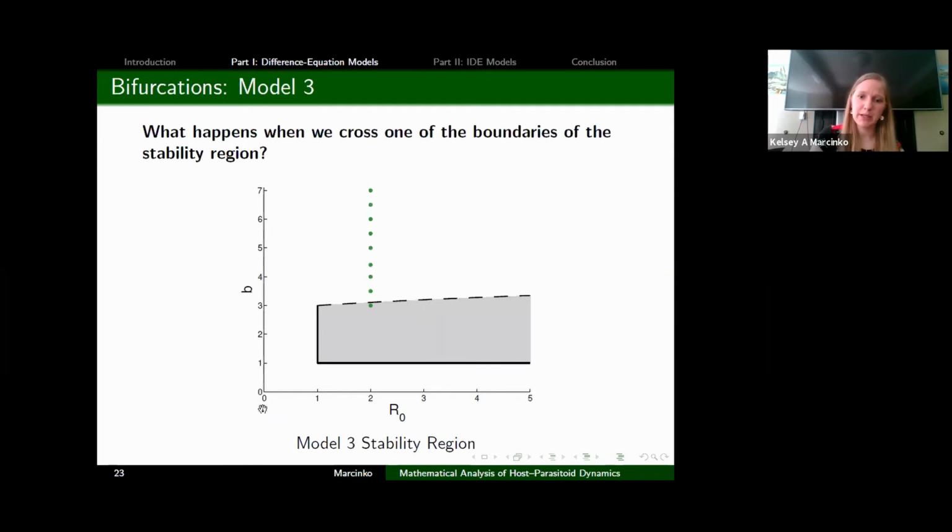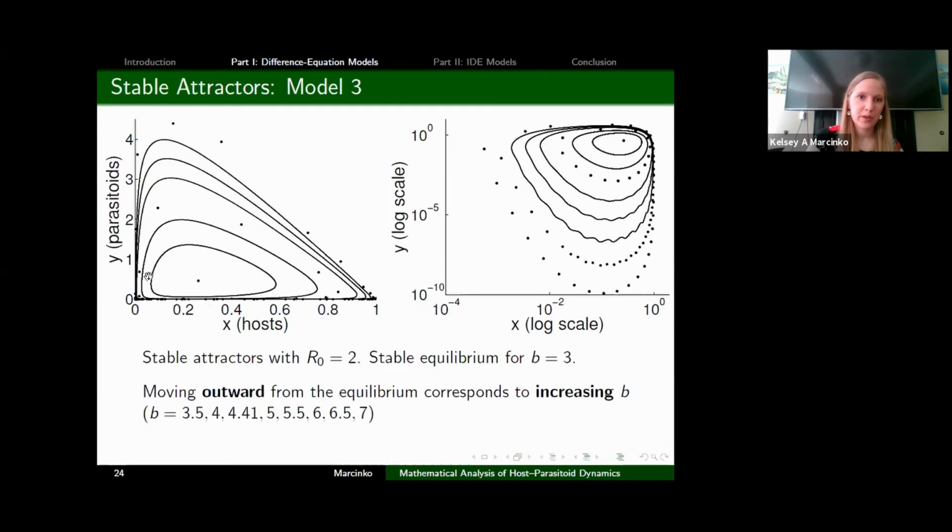So this is the stability region that I previously showed, zoomed in a little bit differently here, but this is the stability region for coexistence for model 3. And in the next slide, I'm going to show you the attractors for each of these green dots, each of these different sets of biological parameters in the system. So the first one is inside the stability region, and every point thereafter is outside the stability region.